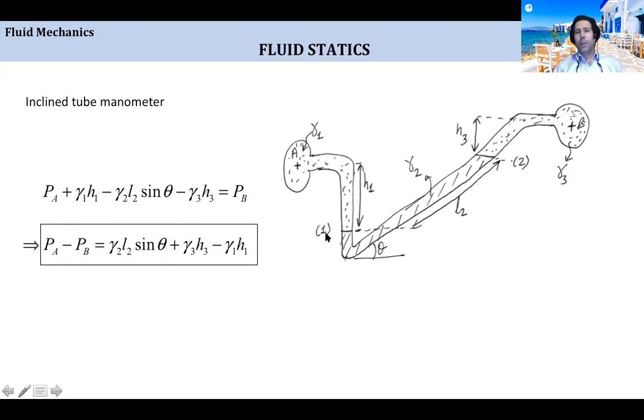Now, if you want to make this manometer more sensitive, obviously, you want to reduce the angle here, sine theta. If you reduce the angle, then you would have a larger L2 for the same amount of H. This means that you can put more markers and make it easier to read the changes of the fluid level here. So you can basically increase the resolution of the manometer by decreasing the angle theta.